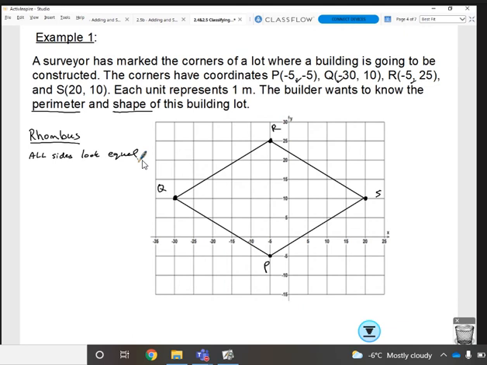Oh yeah, R and P are on that. They both have that -5 there. Oh yeah.